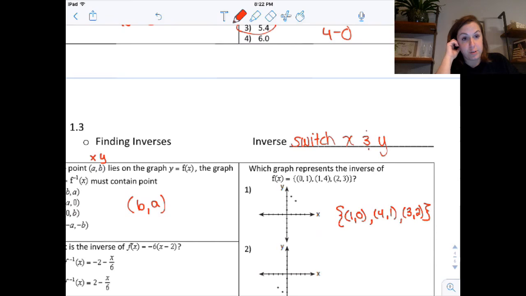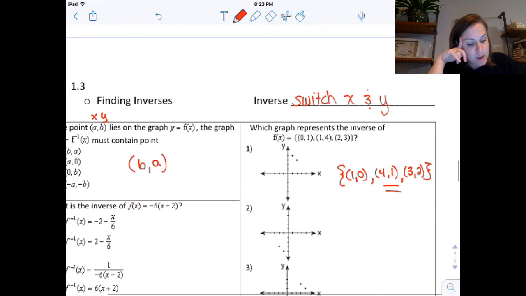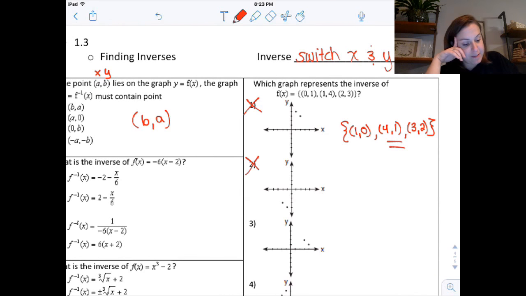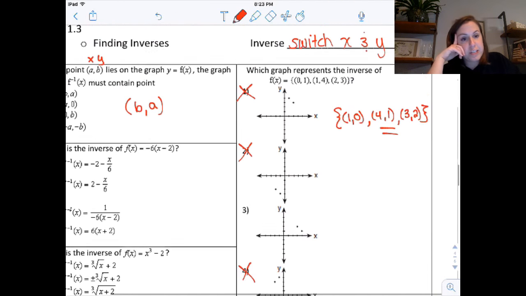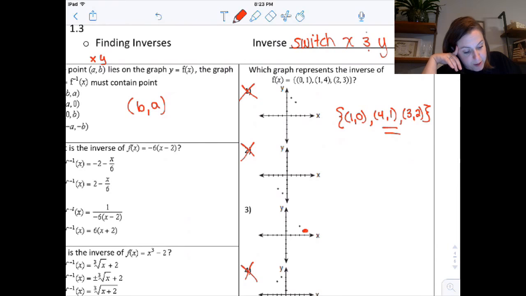Just pick a point. This one definitely doesn't have it. This one definitely doesn't have it. 3 looks like it could have it. 4 doesn't. So let's check that the other ones are on 3. There's (4, 1). There's (3, 2). And there's (1, 0). So all those points are on this. So that is the inverse.